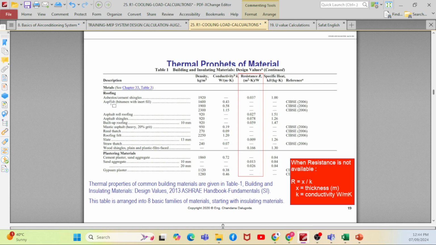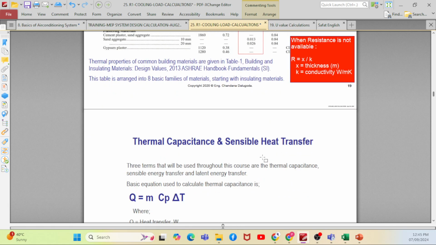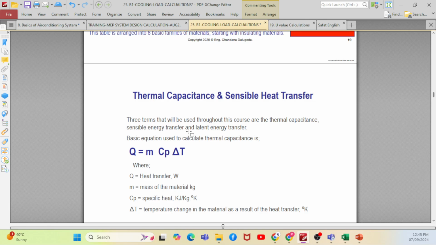Asphalt material, asbestos, then you have roofing felt, then asphalt shingles, cement, sand aggregate, gypsum plaster. So each and every material has a resistance, right? This is the basic calculation which we are going to use in many areas.